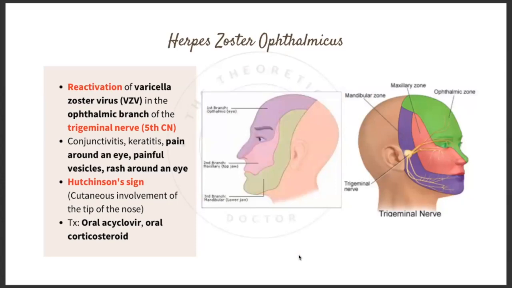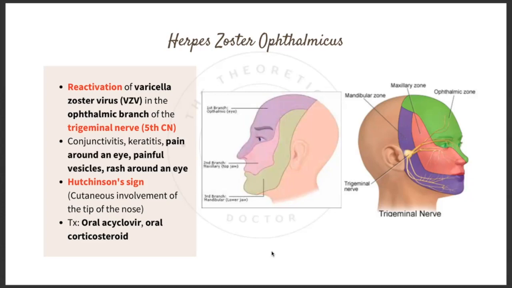Herpes Zoster Ophthalmicus. So Herpes Zoster Ophthalmicus is caused by the reactivation of varicella zoster virus in the ophthalmic branch of the trigeminal nerve. The most common disease or pathology caused by the varicella zoster virus would be chickenpox. So if a patient has previously had chickenpox, the virus is already in our system. But herpes zoster ophthalmicus occurs by the reactivation of that particular virus.